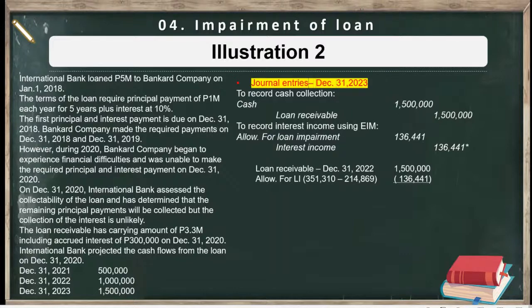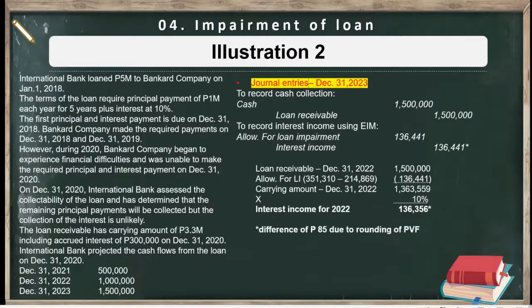So that would be 136,441. But if we want to check whether this is really the interest income, we can take the carrying amount and multiply it by 10%. So that would be 136,356. And there would be a difference of 85 due to the rounding off of the present value factors, which is what we did, right? We multiplied each of the future cash flows individually. Okay?